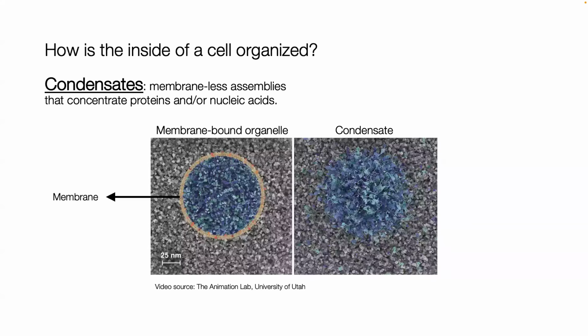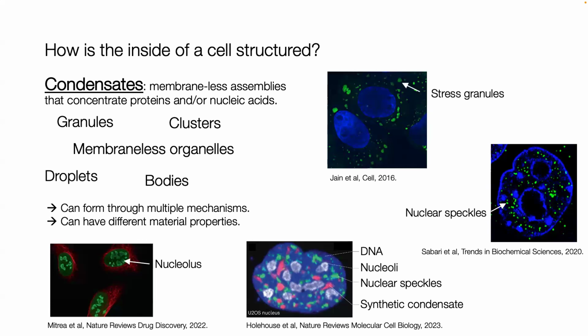Okay, so just so we're all on the same page here, the terminology in the condensate field is a little bit of a mess. These things go by granules, droplets, bodies, same things. These condensates can form through multiple different mechanisms, and they can have different material properties. I won't talk much about the material properties today. They include very well-known examples, such as the nucleolus, stress granules, nuclear speckles. They show up as these puncta in fluorescence microscopy images.